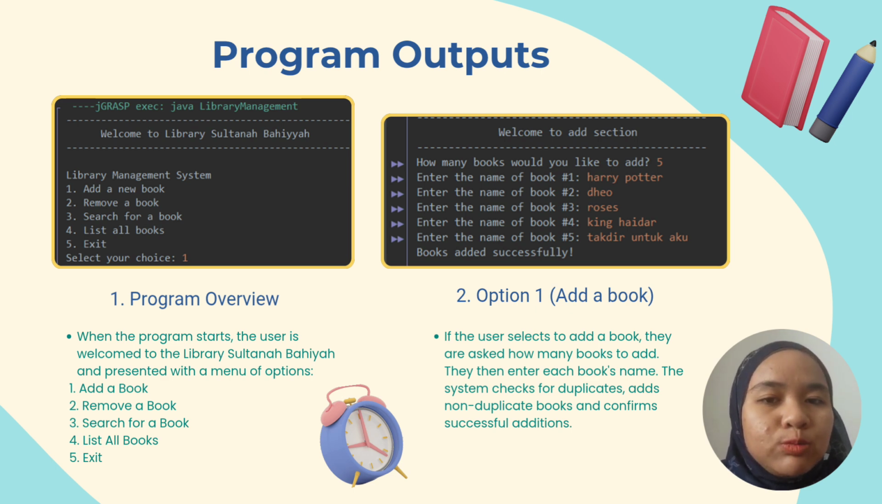Next, the second output, or the second step, is if the user selects the option to add a book. They are asked first how many books they would like to add. After providing the number, the user is prompted to enter the name of each book. The system checks whether the books already exist in the library to prevent duplicates. If no duplicates are found, the book is added to the library and the program confirms the successful addition of the books.